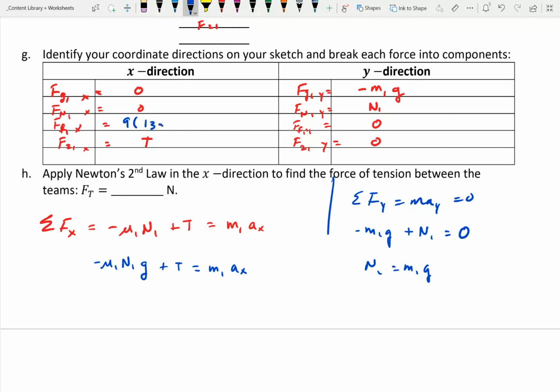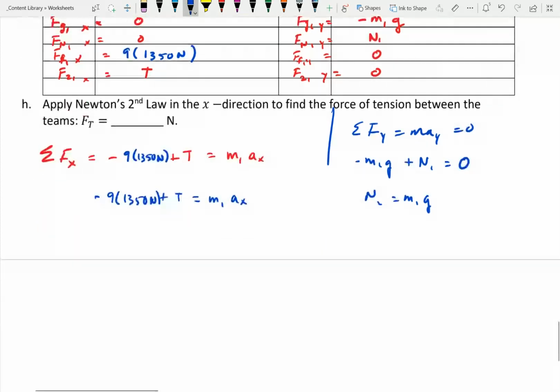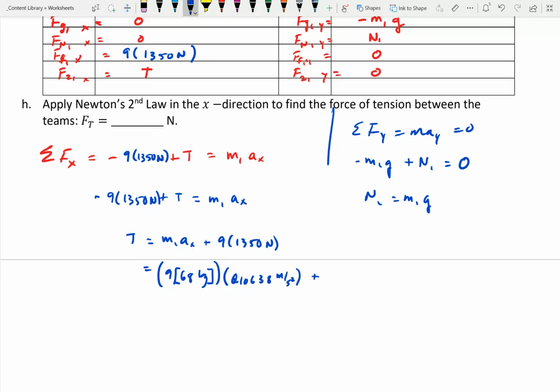9 times 1350 newtons. I'm doing that. So I'm looking for T, so that means T is equal to m1 ax plus 9 times 1350 newtons, equals mass 1, 9 times 68 kilograms, times the acceleration in the x direction, which we just found above to be 0.106 meters per second squared, plus 9 times 1350, which we actually calculated previously to be 12,150.